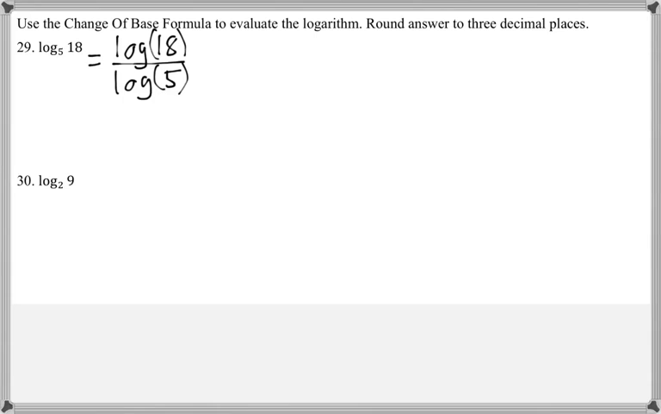And if you type that into your calculator, that's equal to 1.796.